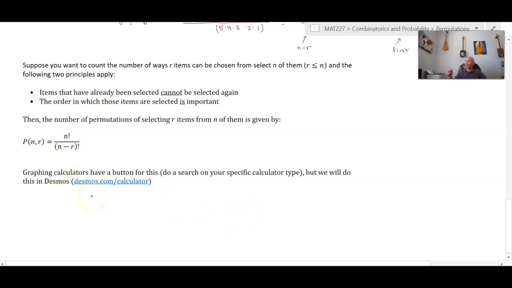Now, graphing calculators do have a button for this, and that's why we're developing a formula, so that when there are large quantities, you don't have to multiply it out by hand. But you can do a search for your specific calculator type. We're going to use desmos.com/calculator. So let's show that, for example 1, where we had 3 letters, we wanted to figure out the number of ways that we could select those 3 letters and rearrange them.